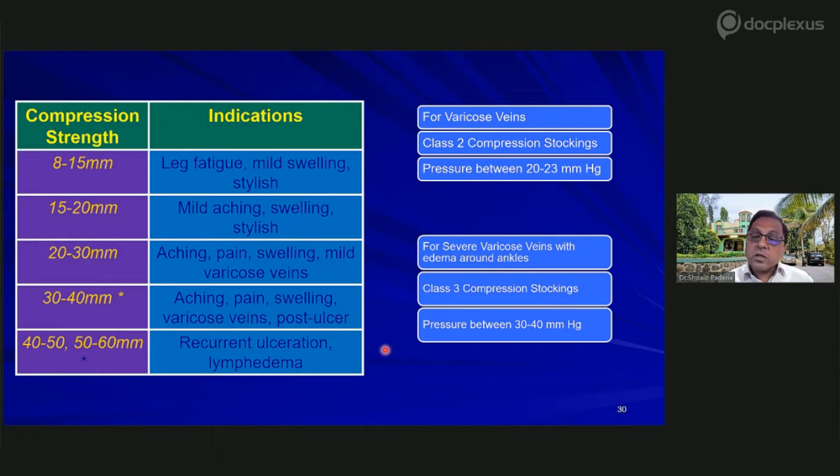Then you need what are called class 3 compression stockings. These are two stockings which are to be worn one on top of the other, and the pressure they deliver is 30 to 40 millimeters of mercury. So this is something you need to know, and these are the type of stockings you need to prescribe. And these stockings are to be worn every day, early morning, at least for 10 to 12 hours. They do not need to be worn at night.